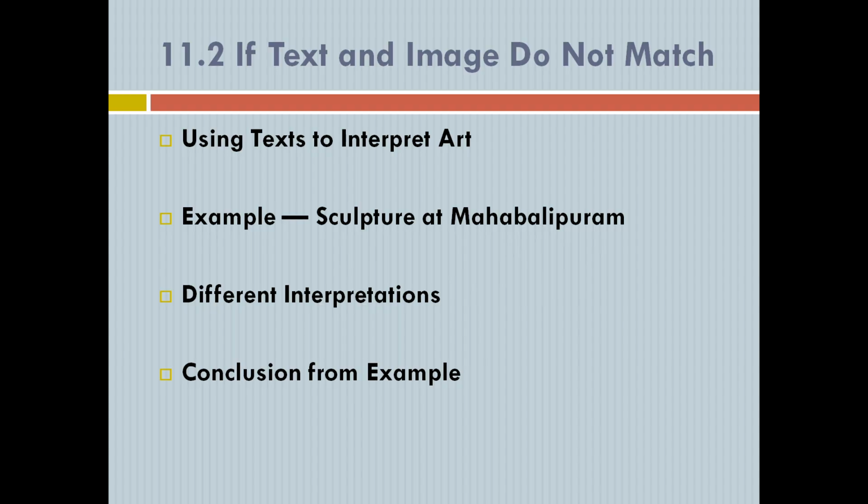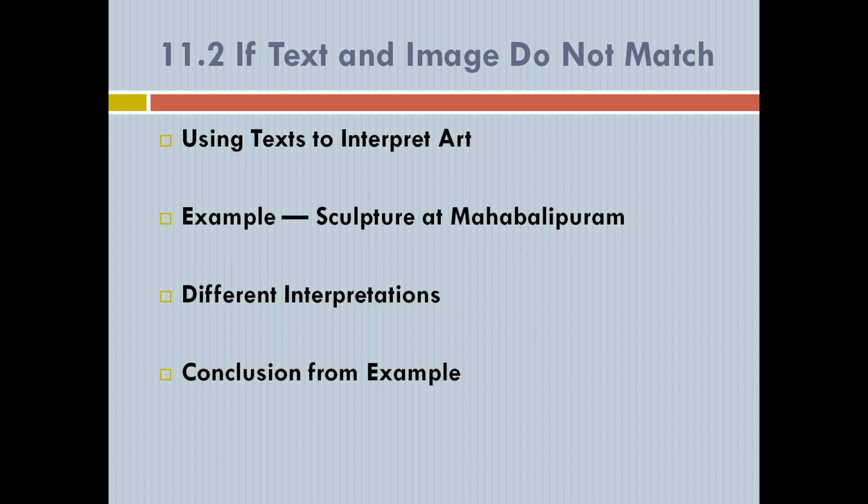If text and image do not match. Using text to interpret art. Art historians: who are these art historians? People who study art of the past. They use written sources to understand sculptures. These written sources include stories, epics, and religious texts. This method helps explain what the sculpture might represent. It is considered better than comparing with foreign art because it uses the Indian cultural context. It relates directly to local traditions and beliefs.